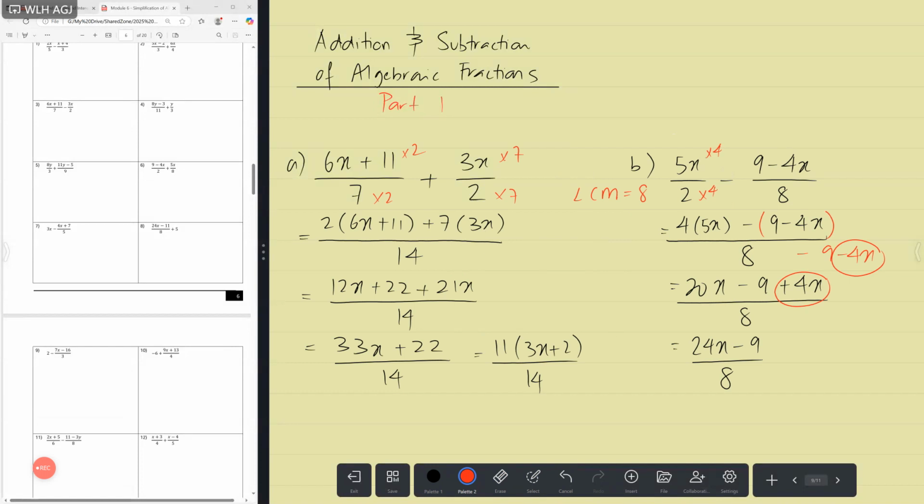My last question is, do you need to simplify 24 and 8 because there's a common factor of 8? No, and you cannot. If you watch my previous videos, you cannot just cancel this 24 and 8 because the 24 is part of 24x minus 9. So there's no way you can cancel them off, although the number itself has a common factor. That means this is our final answer.